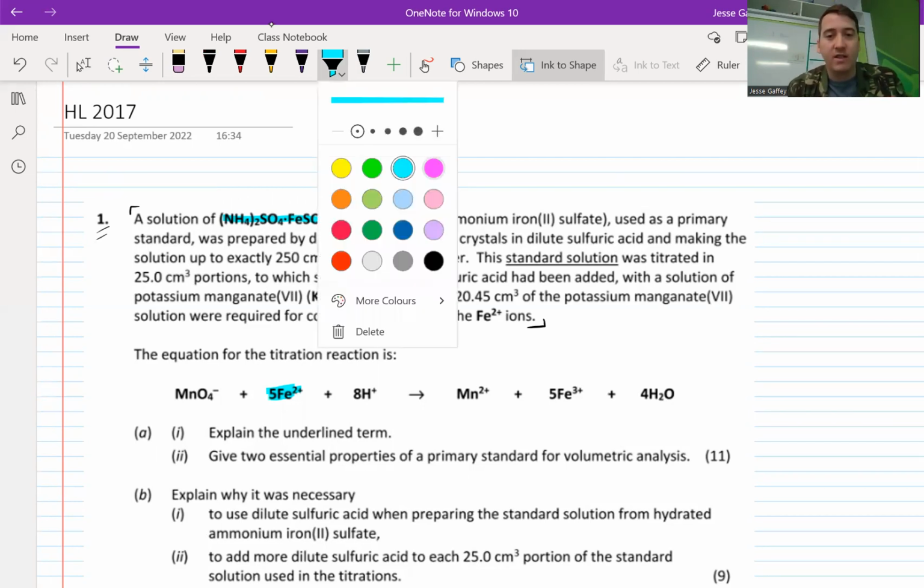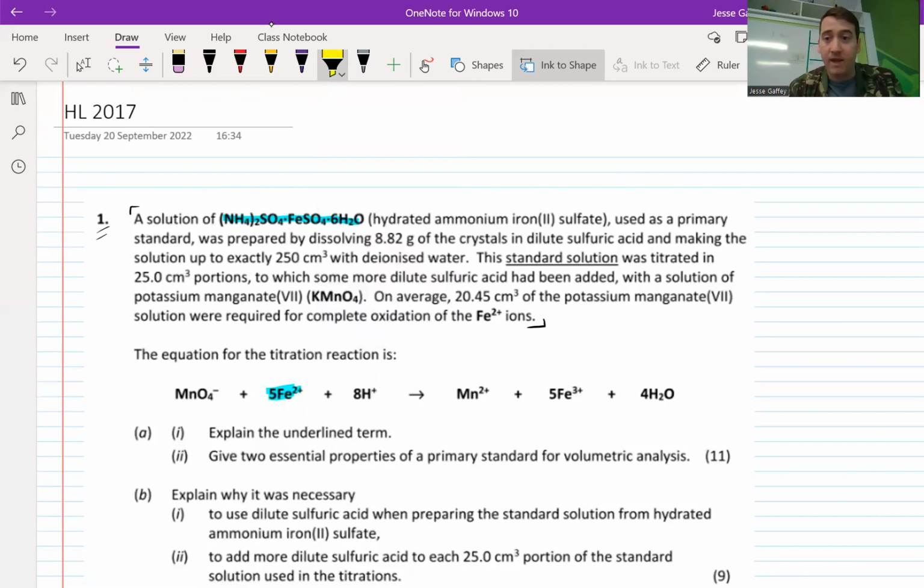It says it's used as a primary standard. So I'm guessing you guys should remember what that is. It's one of our definitions. And it was prepared, so this is how we made it up, by providing 8.82 grams of crystals in dilute sulfuric acid and making a solution up to 250. Okay, so that's going to give us some context later on, I think. We've got 8.82 grams of crystals in a quarter of a liter, 250 cm cubed.